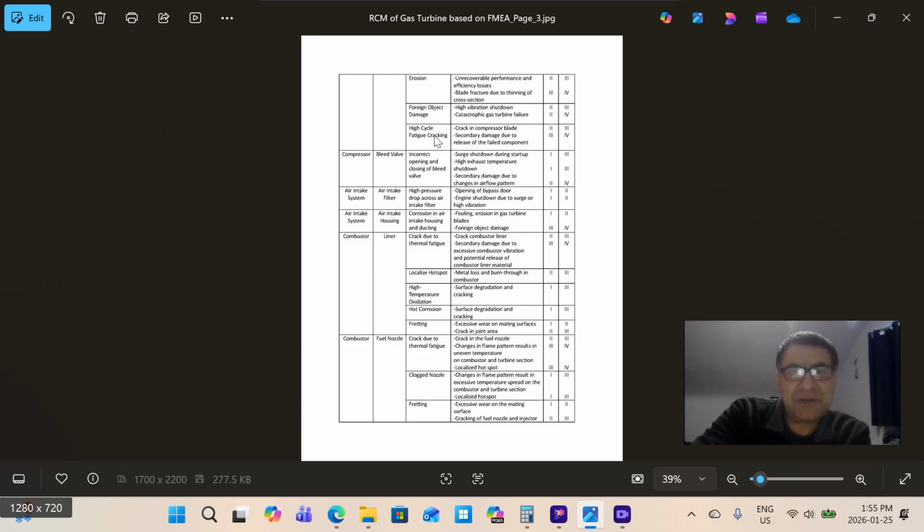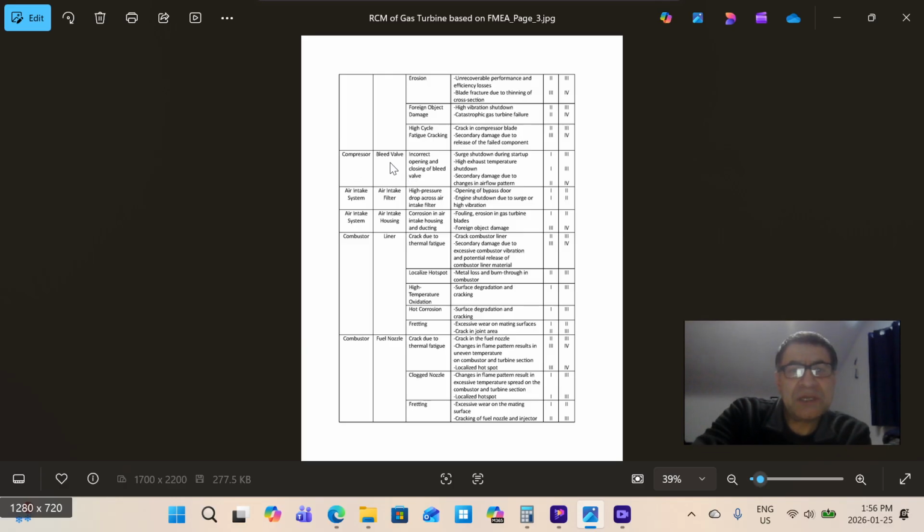High cycle fatigue cracking, cracking of the compressor blades, and secondary damage due to release of the failed component. Again, it is high probability and, if unmitigated, could cause compressor shutdown. High cycle fatigue is based on the hours of operation, how long the compressor runs without shutdown, overhaul and turnaround.